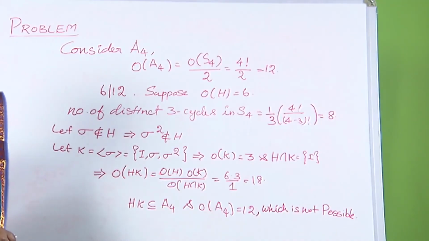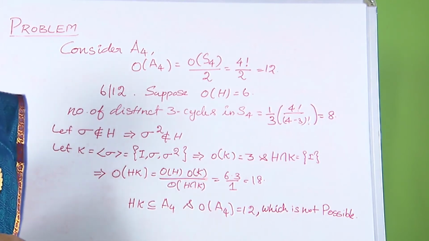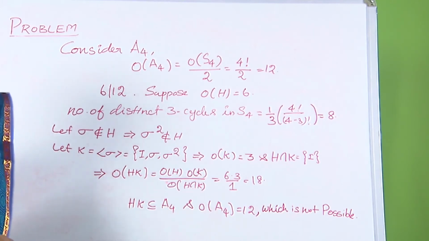So order of HK will be order of H times order of K divided by order of H intersection K. This is equal to 6 into 3 by 1. So order of H intersection K, here it is only one element, so 1. Order of H is 6, order of K is 3, and therefore it is equal to 18.